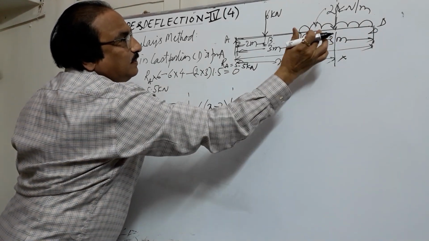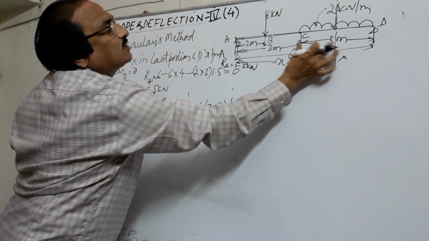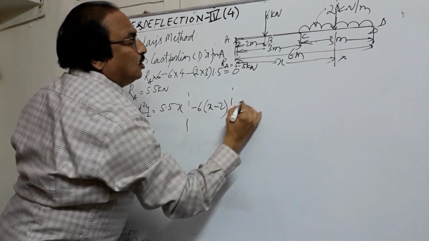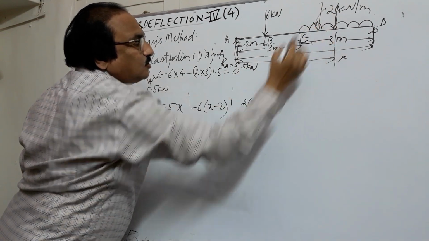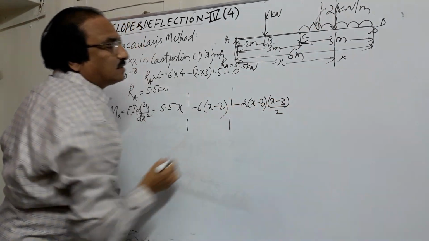So this UDL will be 2 into this distance. This distance will be x minus 3, so x minus 3 is this distance. So 2 into x minus 3. It will act at the center, so center means it will be x minus 3 divided by 2.